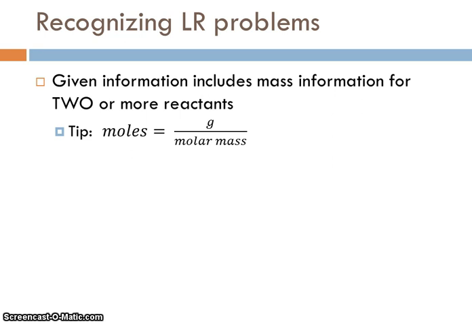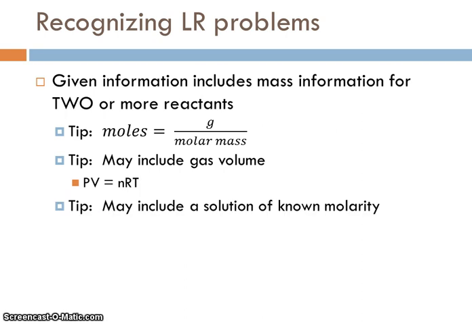So if you've got mass, then the grams over the molar mass will give you moles of that substance. Sometimes you're going to be given gas volumes, so you may need to use the ideal gas law to solve for moles of the gas. Sometimes it'll be a solution of known molarity, so you have to use the molarity formula, moles per liter, to find the moles of solute. You could actually have density information here as well. So there's all kinds of different variations we can do on these problems.